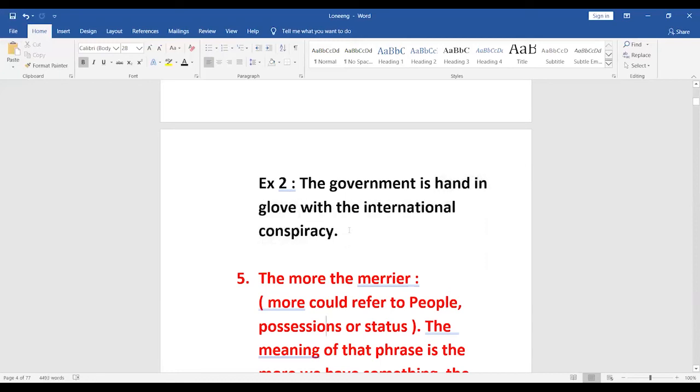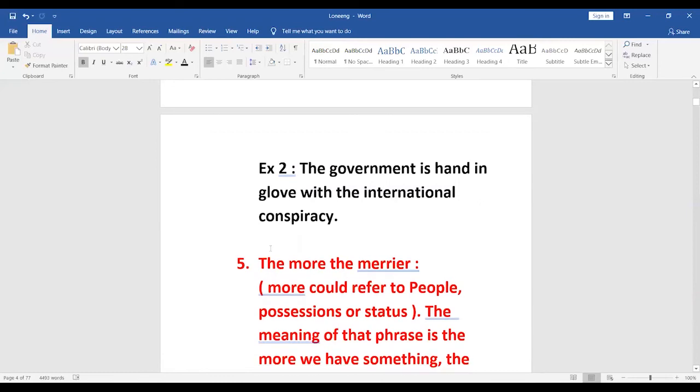It can also mean my brother was hand in glove with me when we took the weekend off, which means my brother was aware of me when I took the weekend off. My brother knew everything, which means he's hand in glove with whatever I was doing. So that's the meaning. I hope you have understood hand in glove. Let's move on to the next phrase.